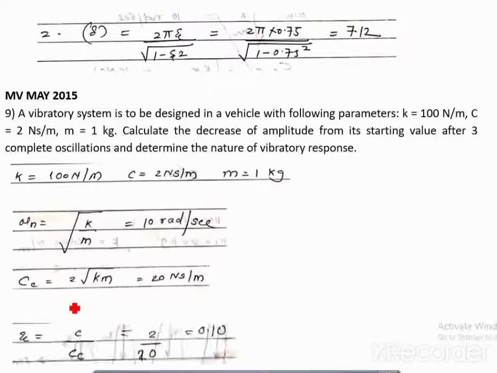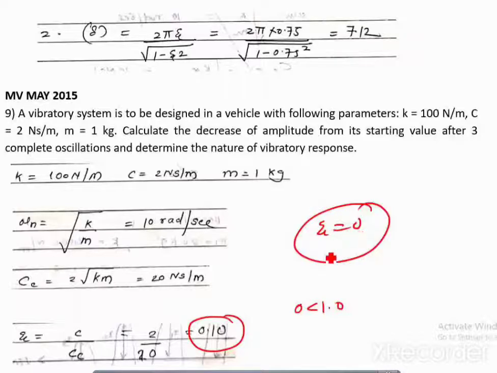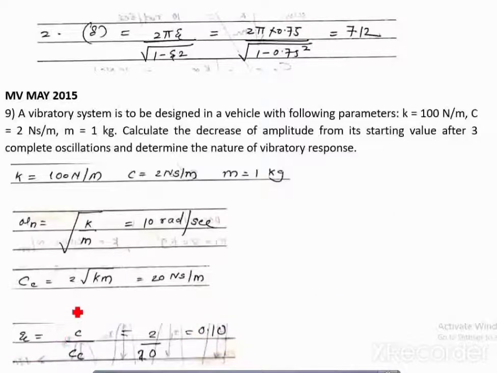Chalo. Now what is zeta? C upon Cc, 0.10. Now see that zeta is very, very close to 0, but it is greater than 0. You know that when zeta is equal to 0, the system is called the undamped system. Model number 3 means what? There is no external damper for an undamped system. Zeta is 0, but here zeta is close to 0 but greater than 0, so it is an underdamped system. Okay, finally, the value of zeta is very, very small. I hope you understand this.